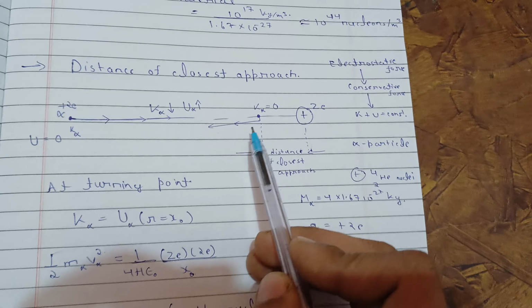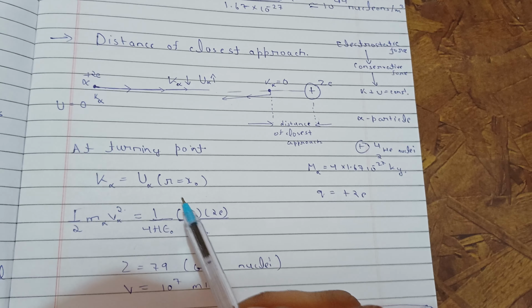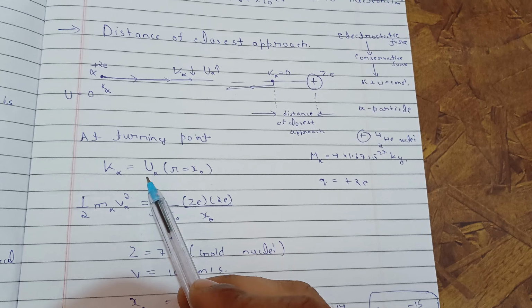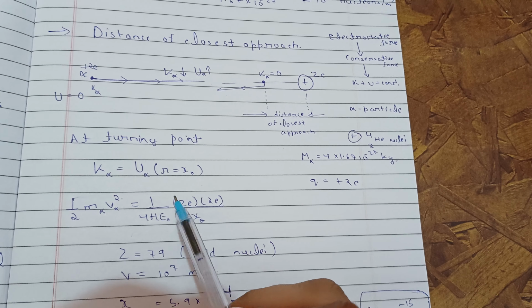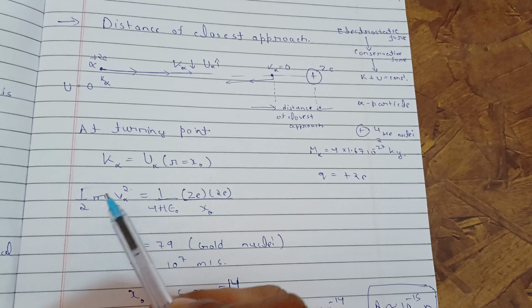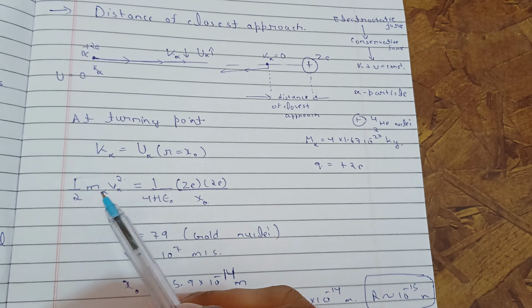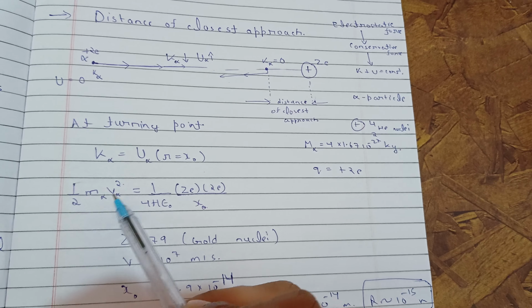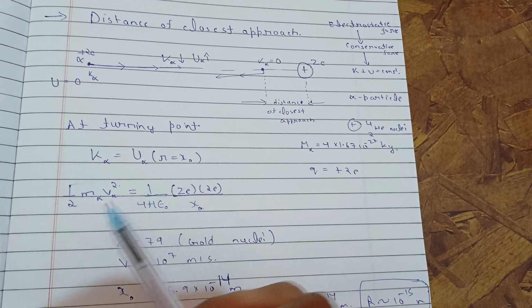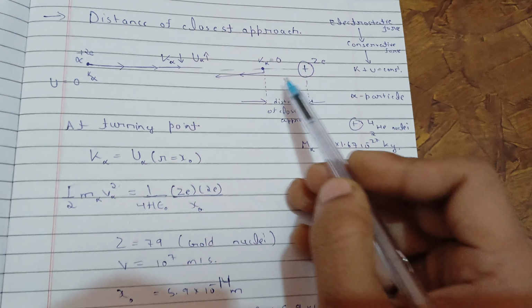Let's see how. At the turning point, the kinetic energy must be equal to the potential energy, that is at r equal to x naught. You know the potential energy is charge times charge divided by 4 pi epsilon naught times the distance between them, x naught, and this is your kinetic energy. So we can find the value of x naught from here, and you will see that x naught is inversely proportional to m alpha and v alpha squared. It means the larger the mass and the larger the velocity, the closer the approach. So we can decrease the distance.